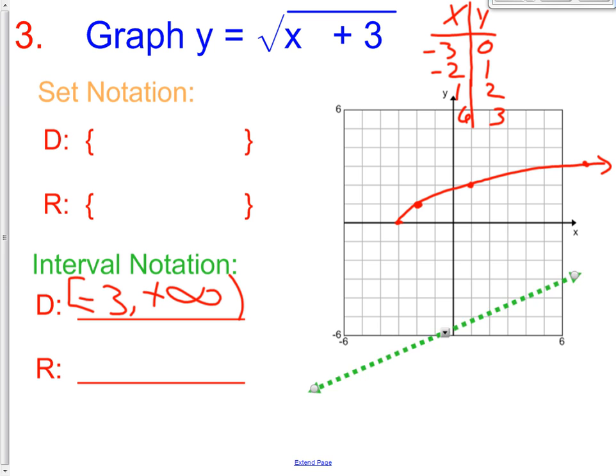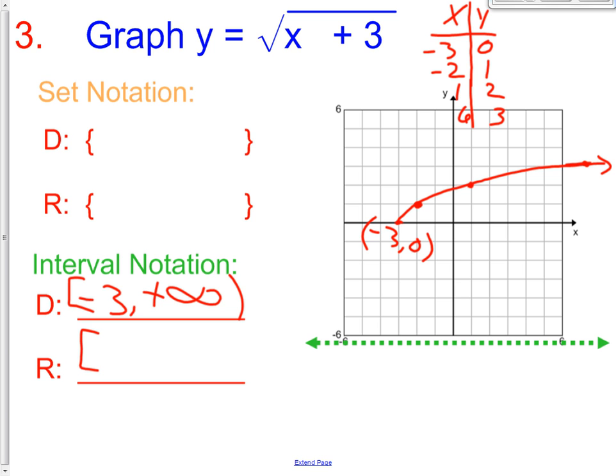For our y values, it starts right there at 0. This point is a negative 3, 0. So as far as our y is concerned, it starts at 0. How high does this red line go? It doesn't go up very fast. It really flattens out here pretty quick, but it does continue to go up forever and ever, and it will not stop going up as long as our x's increase. So our range goes from 0 all the way up to positive infinity.